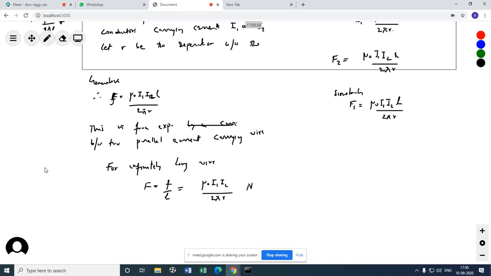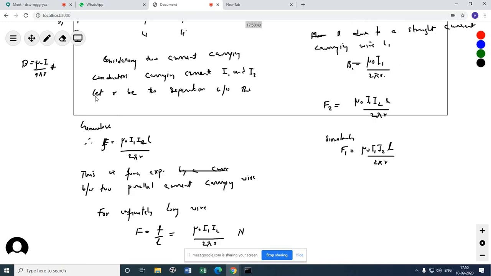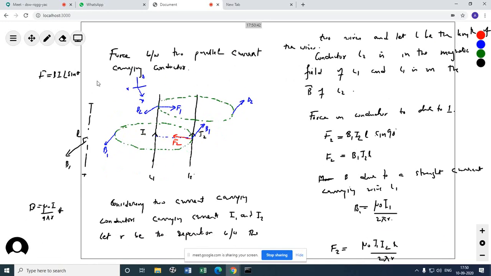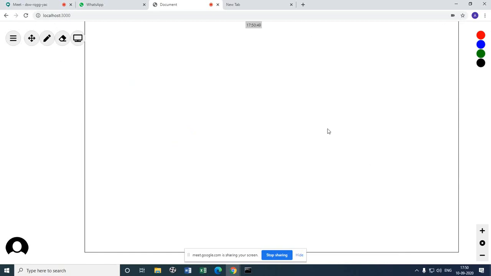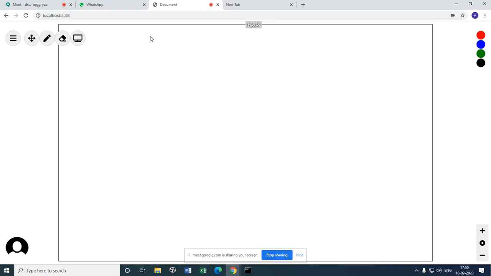Now the definition of 1 ampere. May I clean it? Yes, sir. In class 11, when you were learning SI units, you were introduced to 7 base units. One of the 7 base units was the ampere, for current. And the definition comes from here. We got the relation f equals mu naught I1 I2 by 2 pi r, which is the force per unit length.